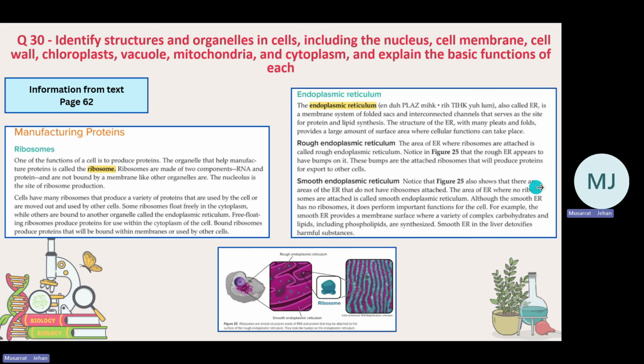Smooth endoplasmic reticulum shows areas of endoplasmic reticulum that do not have ribosomes attached. They are called smooth because of their structure, but it does perform an important function of the cell. The smooth ER provides membrane surface where a variety of complex carbohydrates and lipids, including phospholipids, are formed. So what is being formed here? Lipids and carbohydrates. Smooth ER in the liver detoxifies harmful substances. It removes harmful substances. So proteins and lipids are being made in the endoplasmic reticulum.